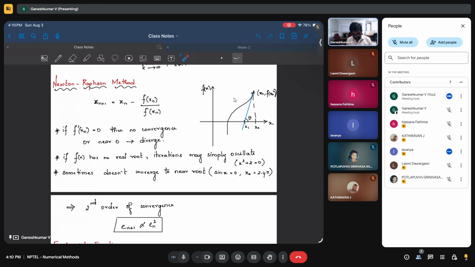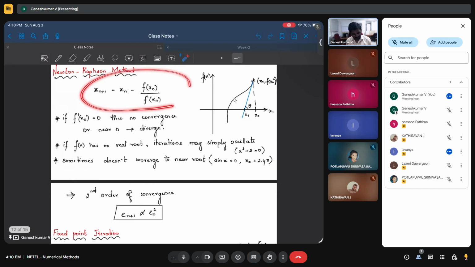Okay, so that is the convergence, and the order of convergence is very large. It's usually 2. The problem with this is if the derivative of your function is 0, then you cannot find any convergence. Basically, if f dash of xn is 0, this entire thing becomes kind of infinity, and the solution will diverge.